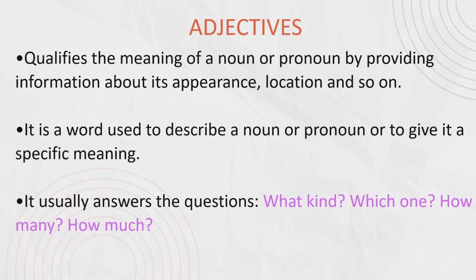It usually answers the questions: what kind, which one, how many, how much. How many is for the quantity, how much is also for the quantity. Of course, many is used for count nouns, like things that you can count, and how much is used for non-count nouns or things that you can't count but can measure by units. Okay?